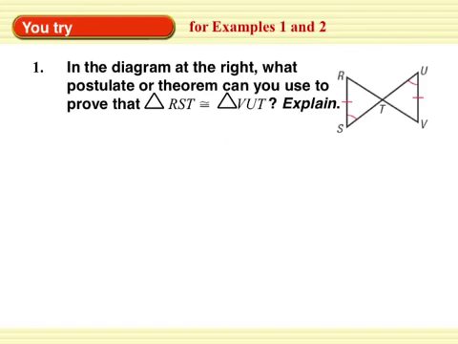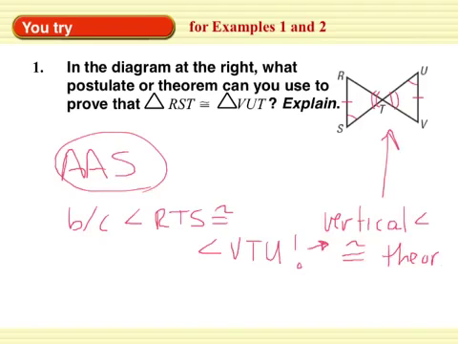Alright, you try. In the diagram at the right, what postulate or theorem can you use to prove that triangle RST is congruent to triangle VUT? Explain. I'm going to push pause. Okay, you know that angle RTS is congruent to angle VTU because of the vertical angle congruence theorem. Therefore, the triangles are congruent because of angle, side, angle.